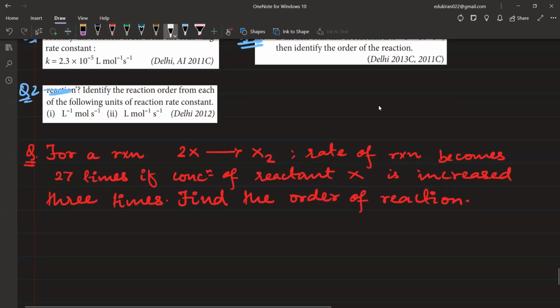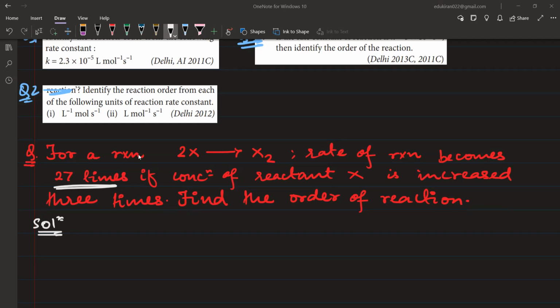Please look at this one. It's quite simple. Now, read the question, what it is saying. Read it very patiently. For a reaction 2x giving x2, rate of reaction becomes 27 times. What it is saying: it becomes 27 times. That means before, it was something else, right? Before 27 times, it was one time. Like it was plain simple something, right?